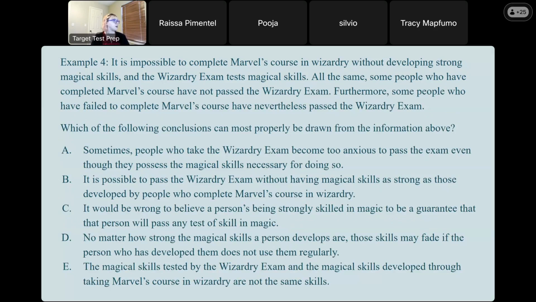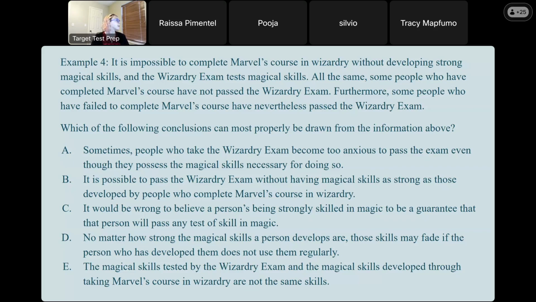A. Sometimes people who take the wizardry exam become too anxious to pass the exam, even though they possess the magical skills necessary for doing so. So, this is why you have to be careful about pre-thinking, because while this is plausible, it is not fully supported by the argument. We do not know why people failed the exam. We just know that some people who pass the course and ostensibly have these skills that it's testing over have failed.